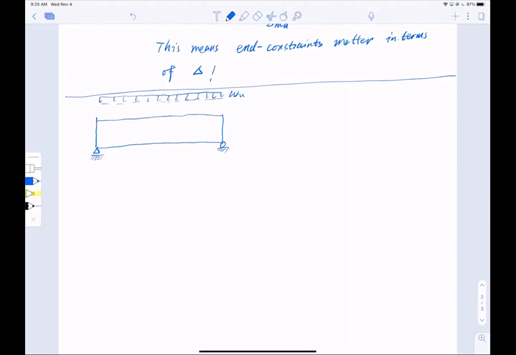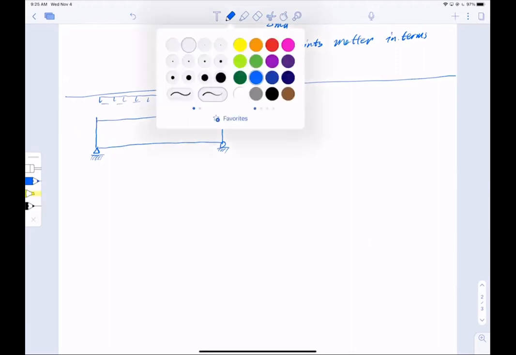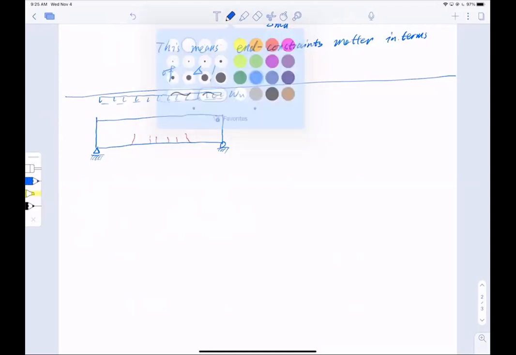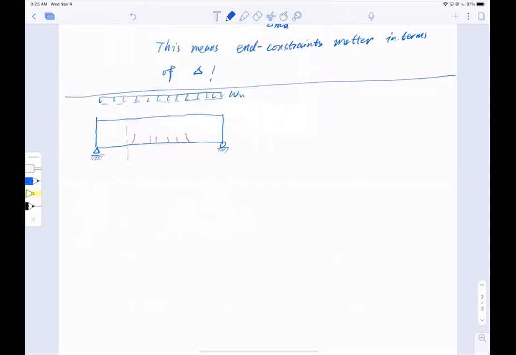And then once I deform it, I will start to see cracks. We talked about this: flexure and shear cracks in the middle, but no cracks at the end. So at the end, I have intact sections.